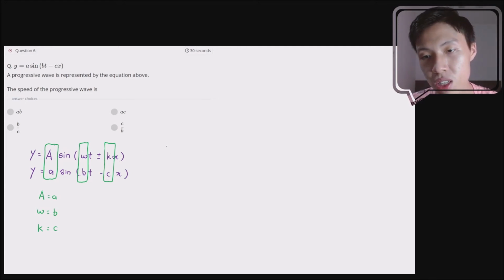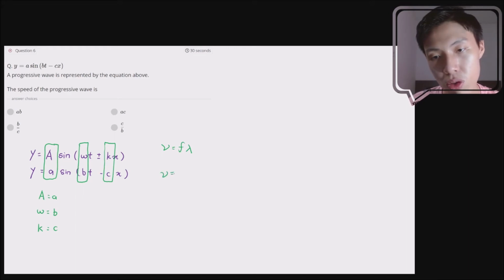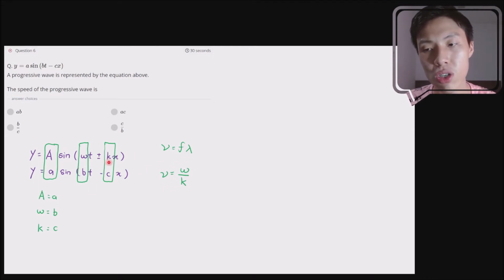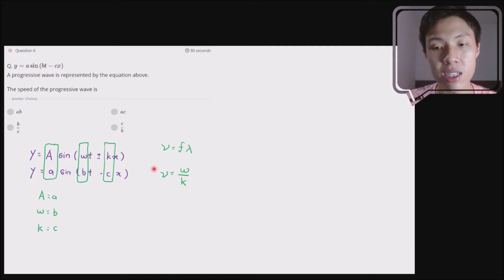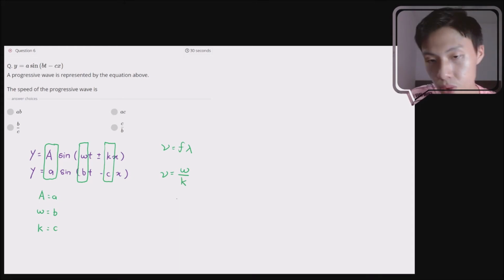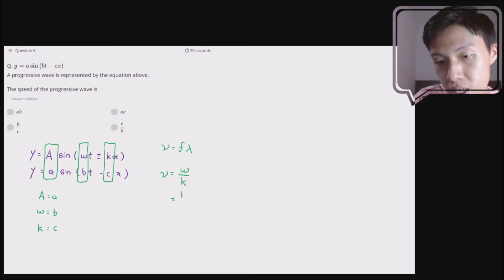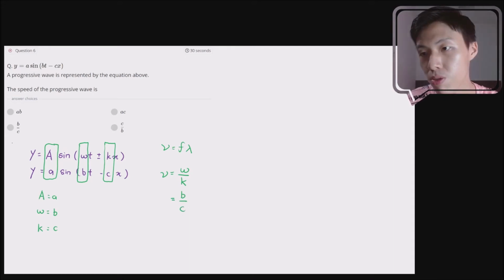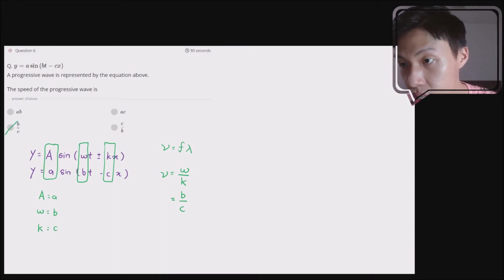Okay, so usually the equation that you use is v equals f lambda, but in this topic there's a much more convenient formula, which is v equals omega divided by k. This equation is much more frequently used because from your equation you usually get omega and k. So this is an easier equation to determine the wave speed. So now we can do our substitution. Omega is b, wave number is c. So our answer is b over c. So the answer should be this one over here.